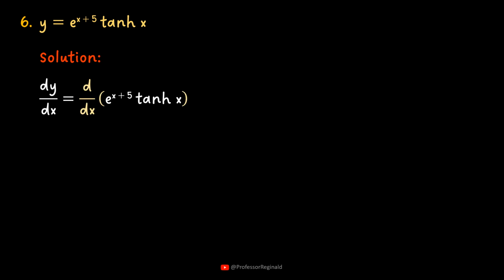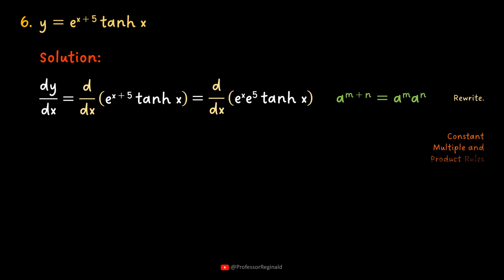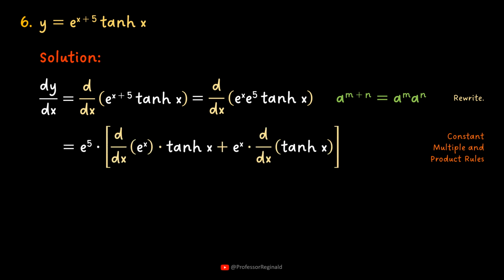Number 6. Y equals e raised to quantity x plus 5 times the hyperbolic tangent of x. Solution. To be able to use basic differentiation rules, rewrite y using a property of exponent. Apply the constant multiple rule and the product rule. Differentiate using exponential and hyperbolic function rule.